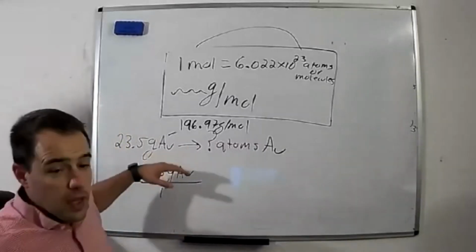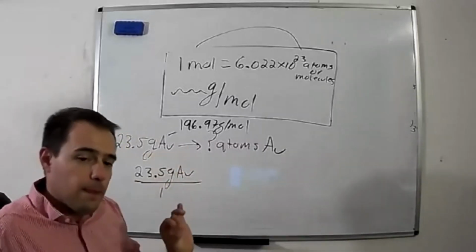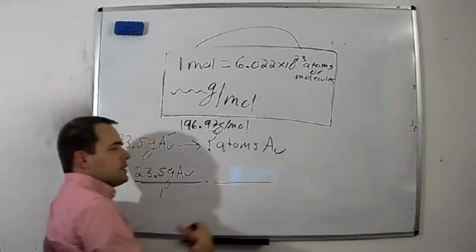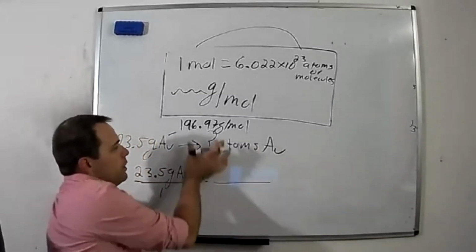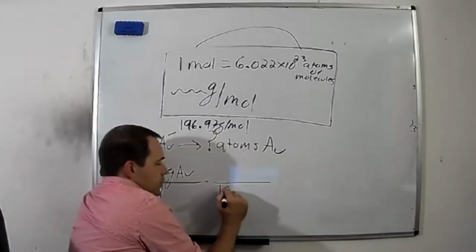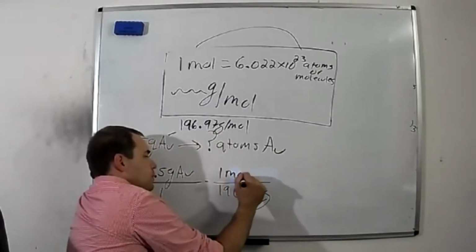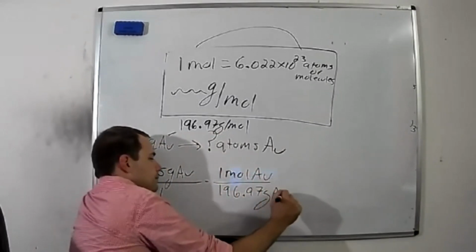Okay, so I need grams to go away. The beautiful thing about dimensional analysis is it takes the guessing out of it. The 196.97 grams has to go on the bottom, and then the 1 mole has to go on the top.